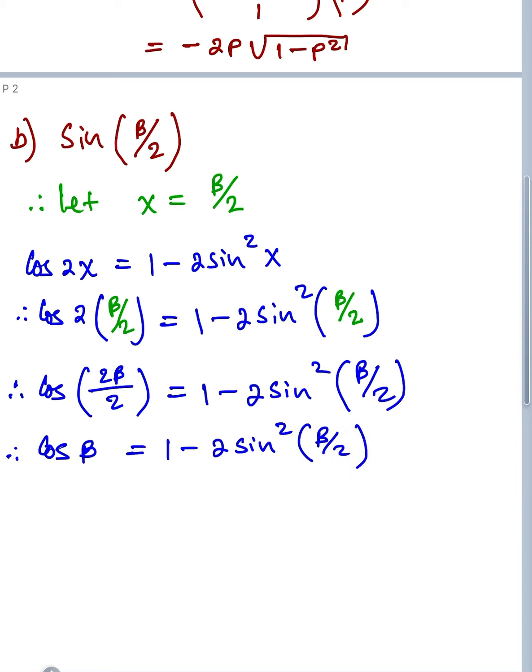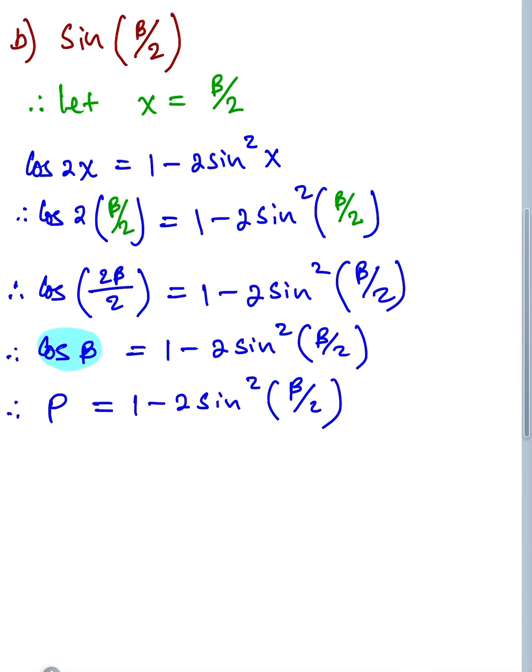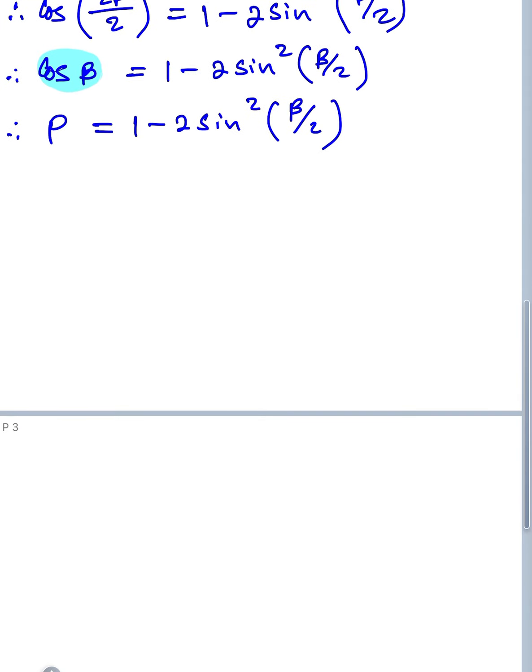What am I looking for? I'm looking for sine of beta over 2. But I know what cos of beta is. I'm talking about this one right here. I know what that is. It was given to me as p. So I'll say to myself, therefore, this was p, so this equals 1 minus 2 sine squared of beta divided by 2. Now I have to be extra careful again.